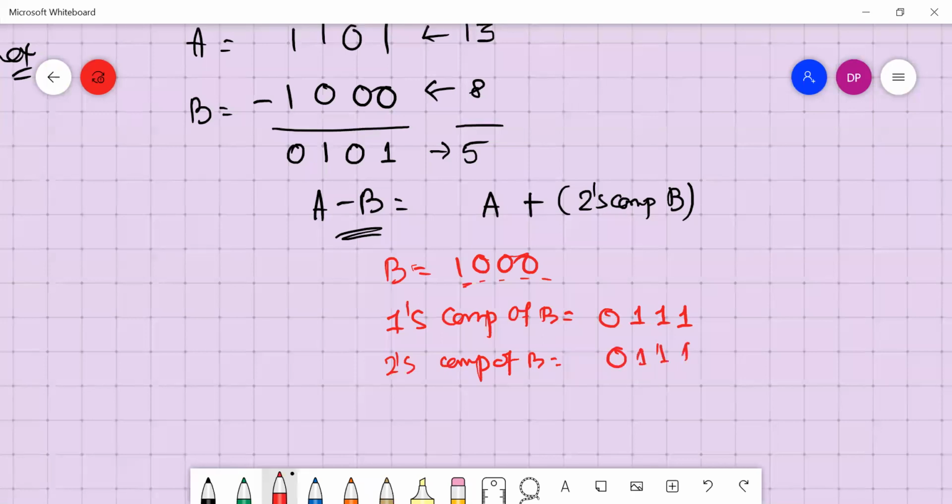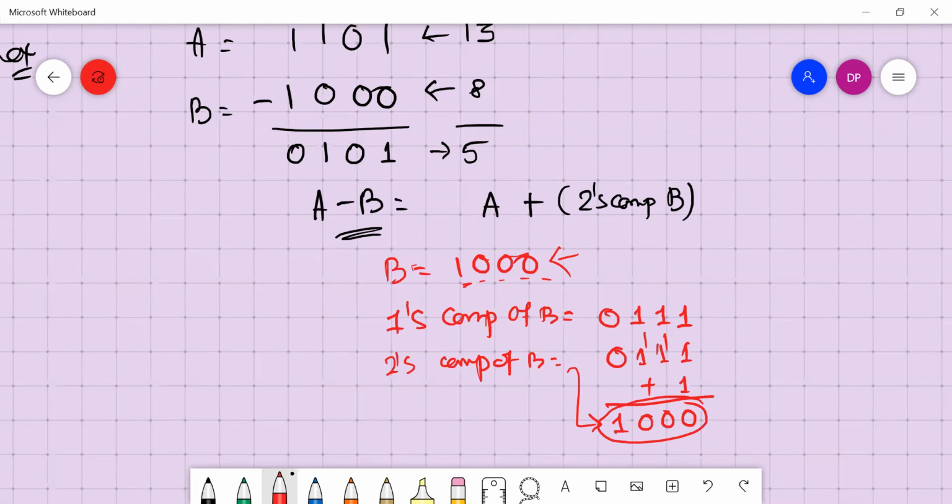Plus 1. If you add, this is 1, 1, 0, carry 1, 1, 1, 0. This is the 2s complement of B. Anyway, it's coming the same as the given number. So there is a coincidence. We will take up another example. So 1000, its 2s complement is also 1000.